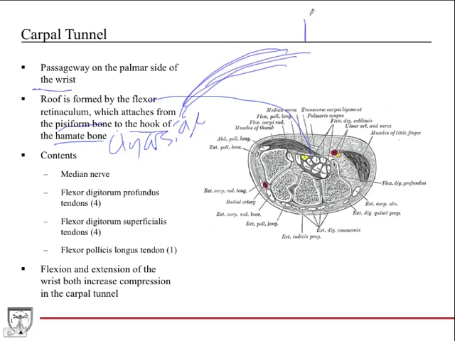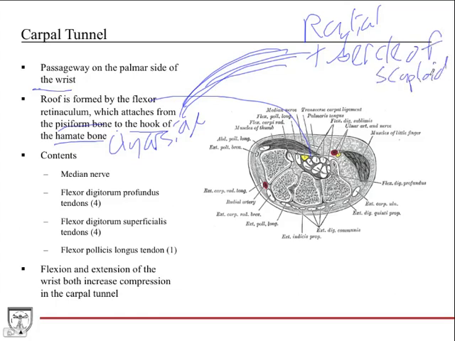And then on the radial side, it attaches to the tubercle of the scaphoid. Okay, so that has two attachments, and then the other one is it attaches to the trapezium. So four attachments: pisiform bone and hook of the hamate on the ulnar side, spans across the carpal tunnel, and then attaches to the tubercle of the scaphoid and the trapezium on the radial side.